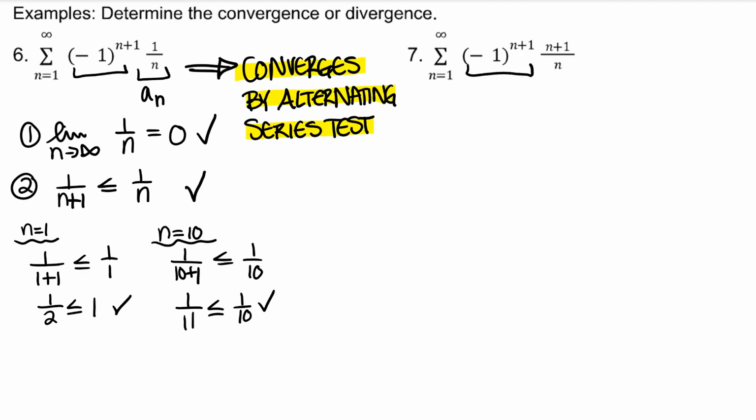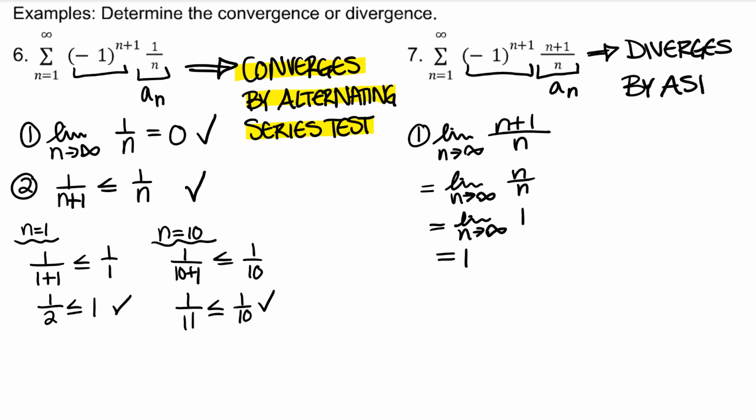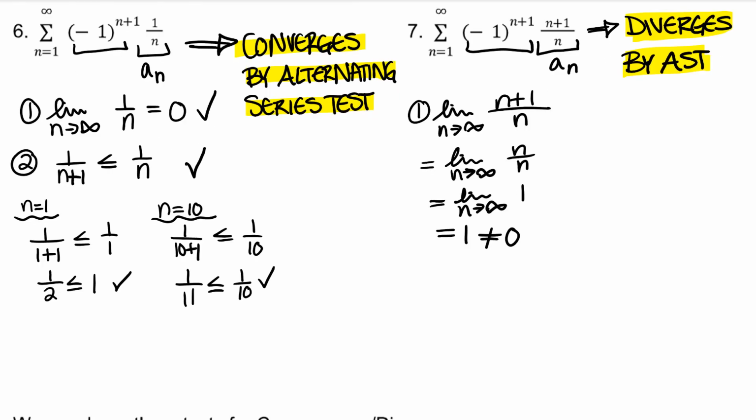For number 7, yes, we have an alternating series, making this a sub n. Does the limit of a sub n as n approaches infinity equal 0? We take the terms of highest degree, and we get 1 as our limit. Therefore, we know, based on the alternating series test, that this series diverges. And you can use the acronym AST to represent alternating series test.